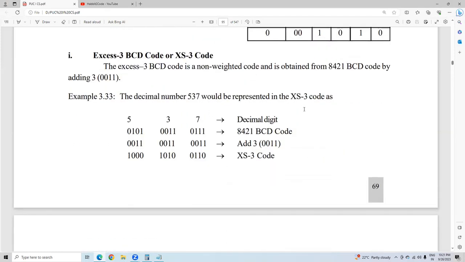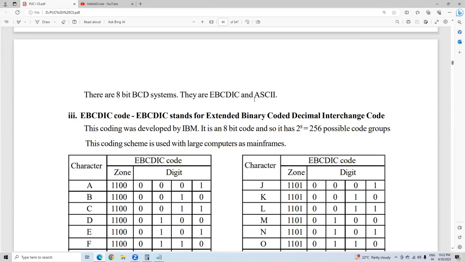And the XS3 BCD code, or XS3 code, is a non-weighted code and is obtained from the 8421 BCD code by adding 0011 to it. The decimal number 537 would be represented like this. In all methods they have shown, 0101 is the binary equivalent of 5, this is the binary equivalent of 3, and this of 7. So take the decimal digit's 8421 BCD code. After that, what do you have to do? Add 3 to it. That will become the XS3 code.